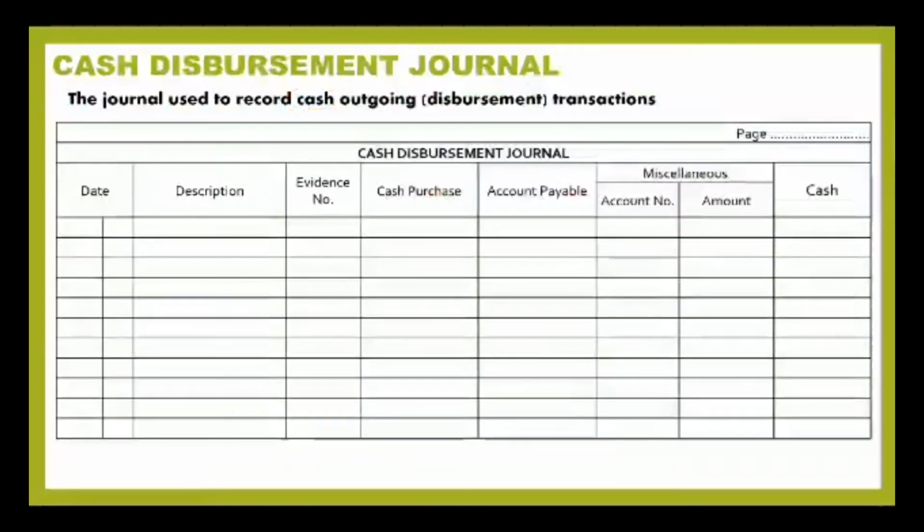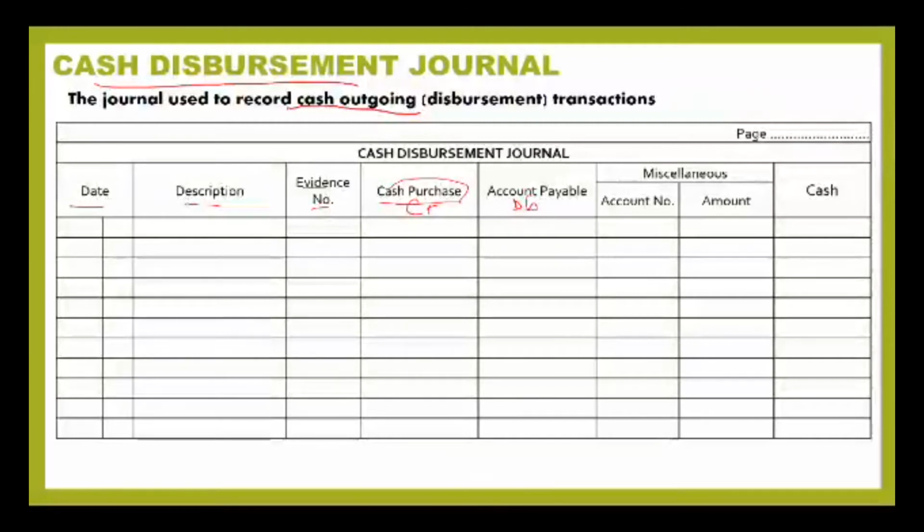And then next is the cash disbursement journal. This is cash out when you have to pay something, or cash outgoing. That's cash out. There is also a date, description, evidence number, and then cash purchase. This is for the credit, which should be the cash. This is the credit. And then account payable should be the debit. And then miscellaneous and the cash.